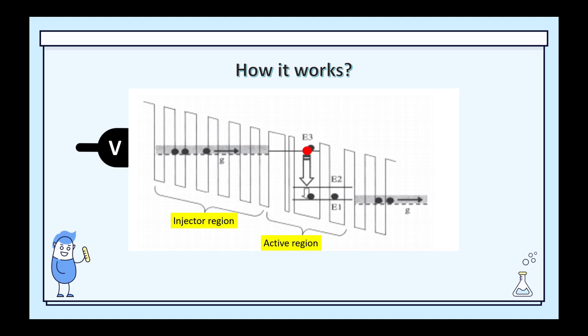Step 3. The electron in the E3 energy level now falls to the E2 energy level, and this time one photon is emitted. Step 4. Next, the E2 energy level is unstable and the electron moves to the E1 energy level by the relaxation process. Step 5. Finally, it moves from the E1 energy level to the next injector region. 5 steps are required for the injected electron to emit one photon.